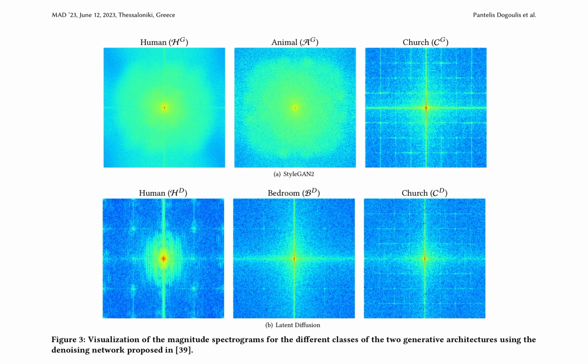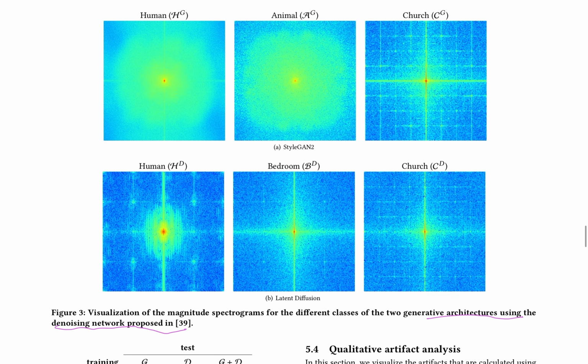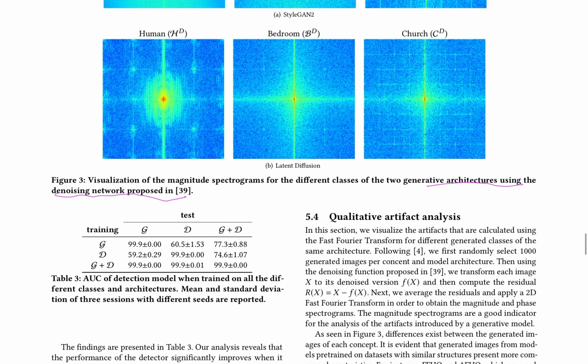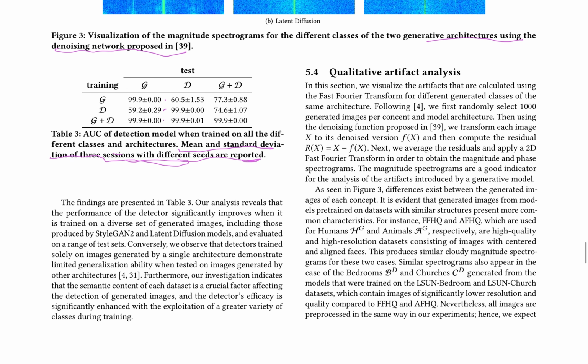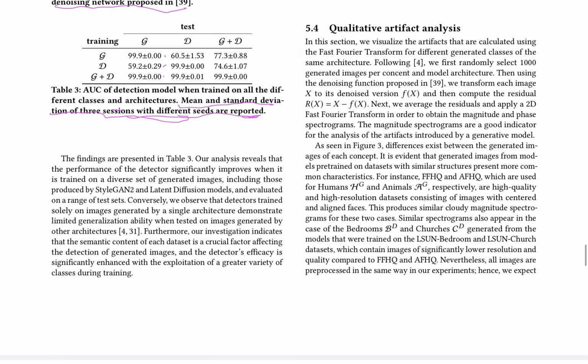Visualization of some magnitude spectrograms for the different classes of the 2 generative architectures using the denoising network proposed in that particular step. AUC of the detection models trained on all the different classes and architectures, mean and the standard deviation of 3 sessions with different seeds are reported. It's doing actually pretty neat by just selecting great examples.